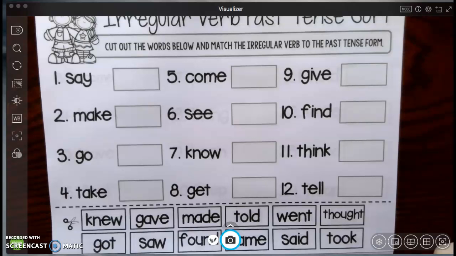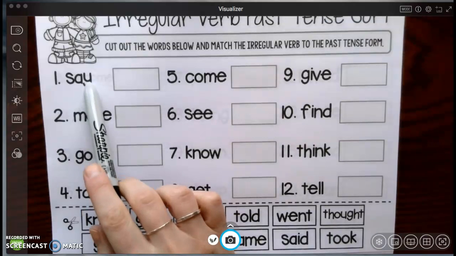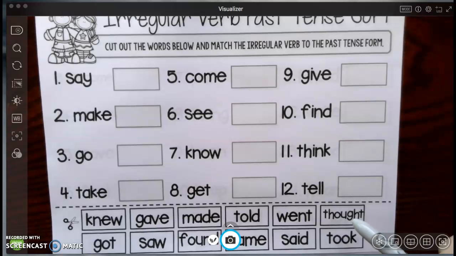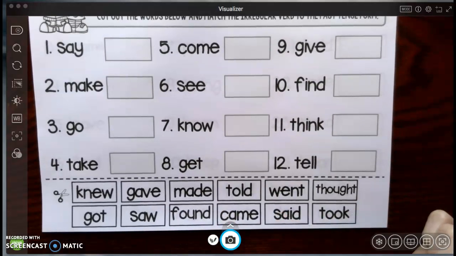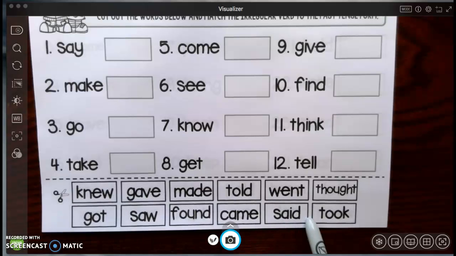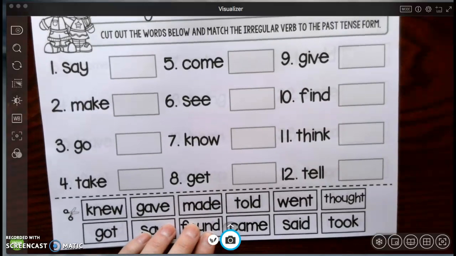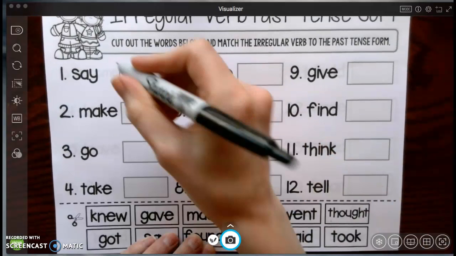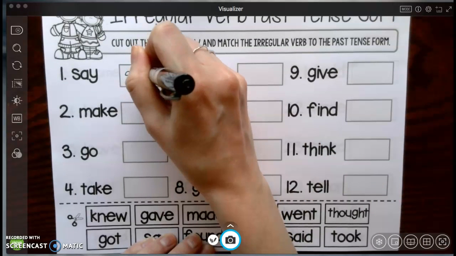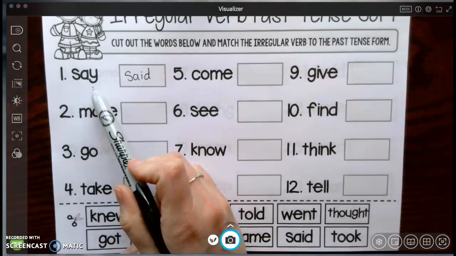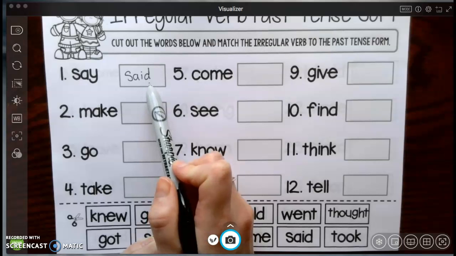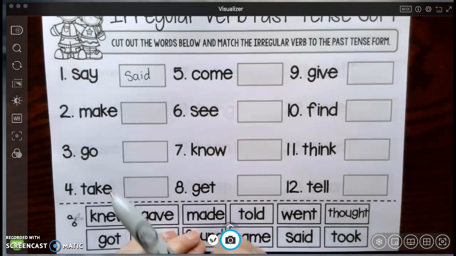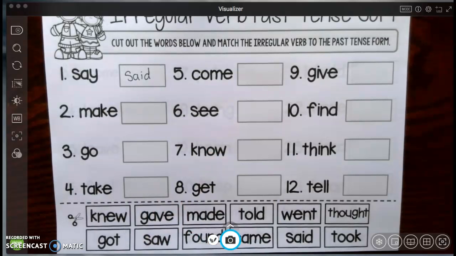So let's look at the first example together. Say is the present tense form of the verb. Now we have to look at our word bank at the bottom to try and find what might be the correct past tense form of say. Maybe some of you spotted it right away. Said is right here. Said is the correct past tense form of say. Now, a lot of them will look similar to the original verb, but notice it's a weird spelling change. You didn't just add ed or d. You changed that y to an i first and then added a d. It's strange and it doesn't follow any rules because it's irregular.